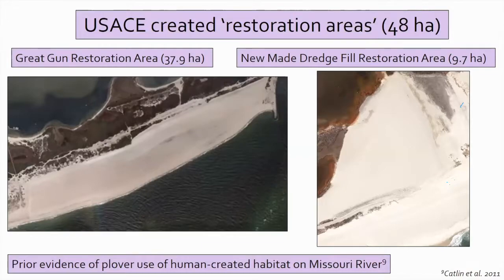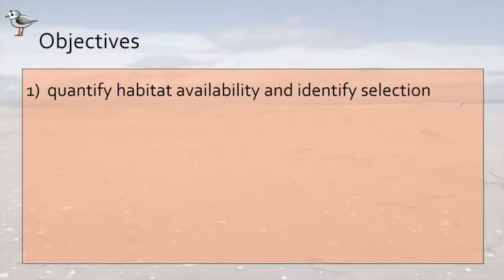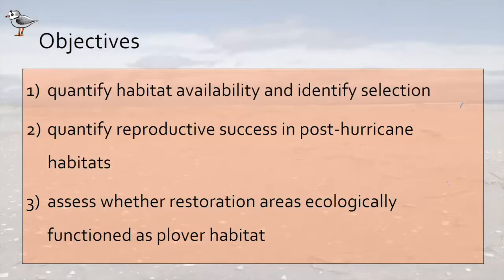Previous research from the Missouri River has shown that plovers will use these human-created habitats when they have the availability. So the objectives for this chapter were to quantify the habitat availability and identify any selection if there was any occurring. Look at reproductive success, so this was nest success, brood success, and chick condition. And also assess whether these restoration areas were functioning in a similar way.